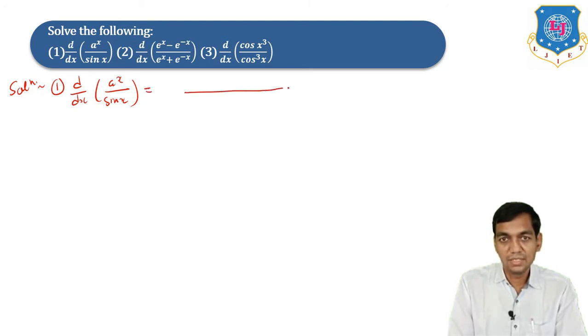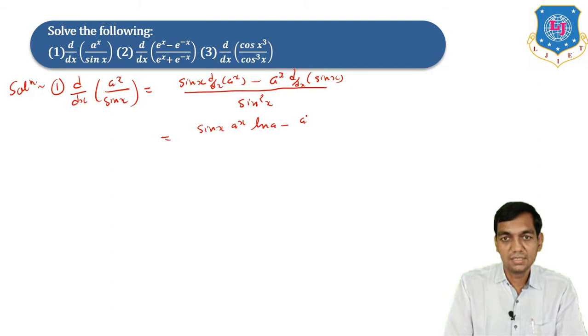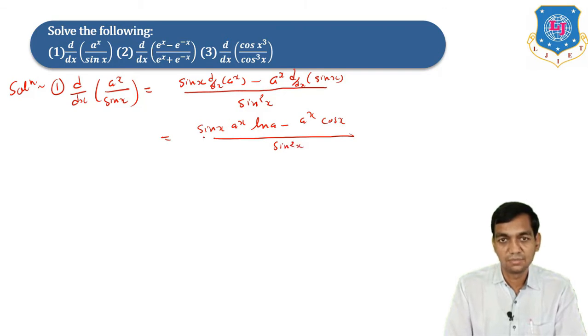So here you have to apply the division rule. In the denominator we have square, that means in the denominator you have sine square. Then denominator as it is, derivative of numerator, so d by dx of a raised to x, minus numerator as it is into derivative of denominator, that will be sine x. So sine x into a raised to x into log a, minus a raised to x, sine has a derivative cos x, divided by sine square x. And this one is our answer.